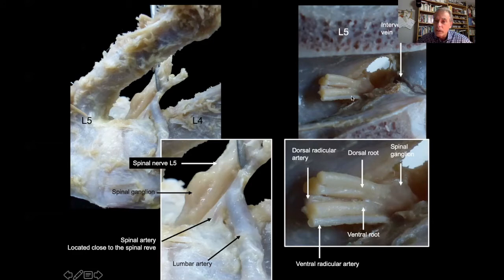And in close contact with the spinal roots, we have arteries here. Close look, you have the ventral radicular artery and the dorsal radicular artery. These are branches from the spinal artery that in turn is a branch of a lumbar artery at this level.